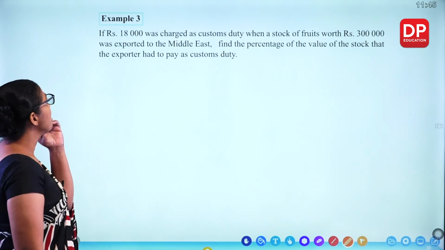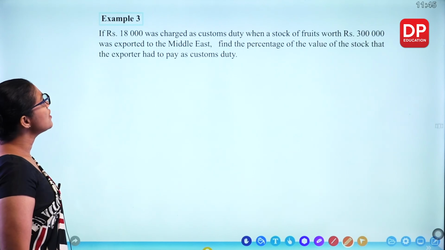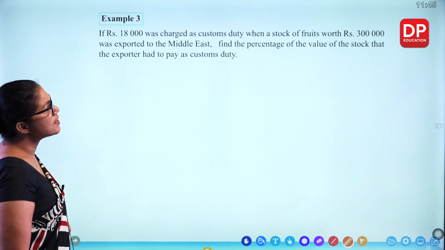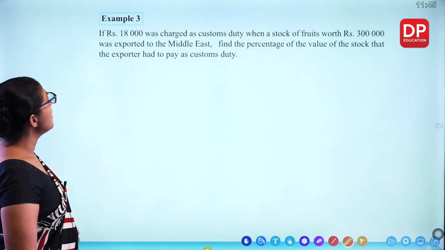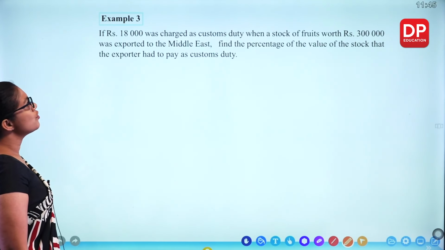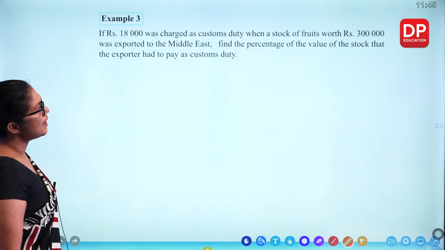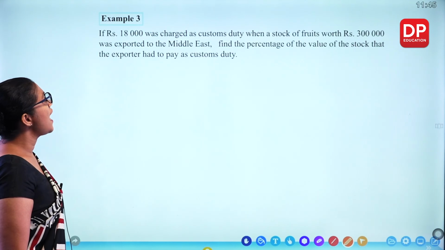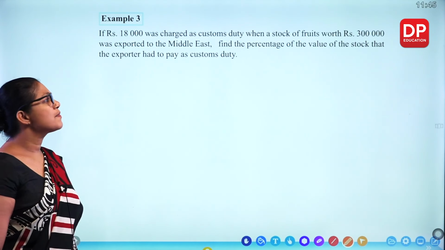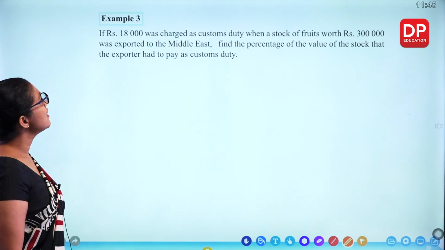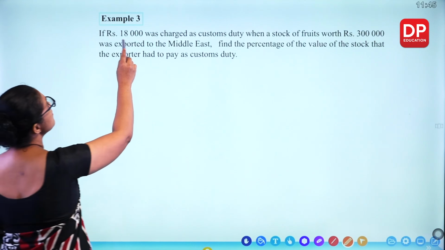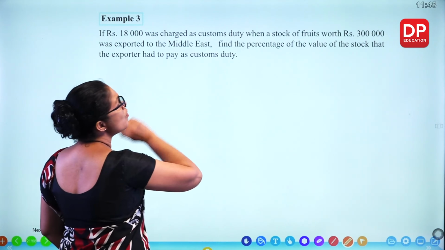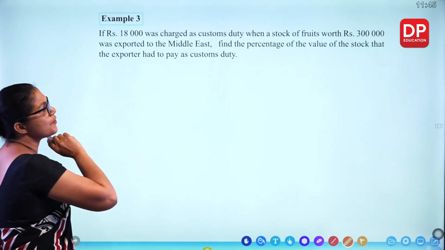Example number 3. If 18,000 was charged as customs duty when a stock of fruits worth 300,000 was exported to the Middle East, find the percentage of the value of the stock that the exporter had to pay as customs duty. So what's the customs duty value? 18,000. What's the amount? The total amount is 300,000.